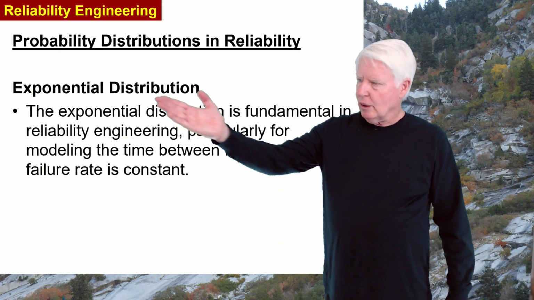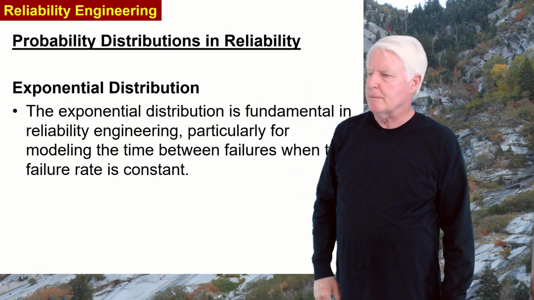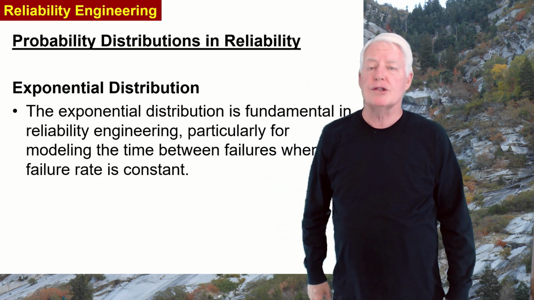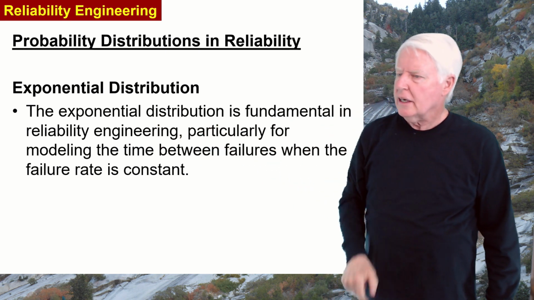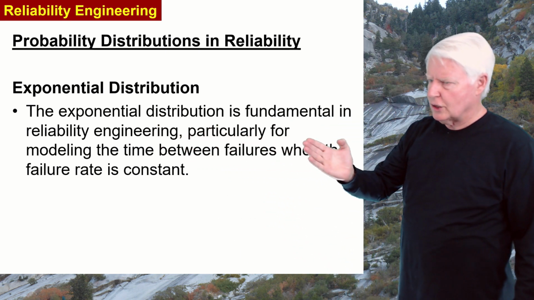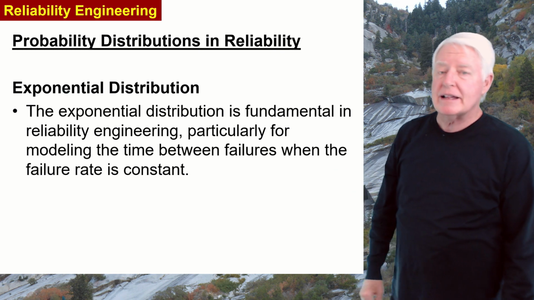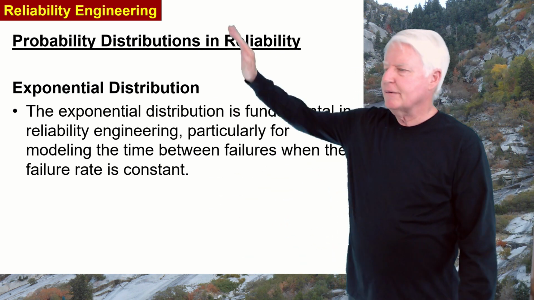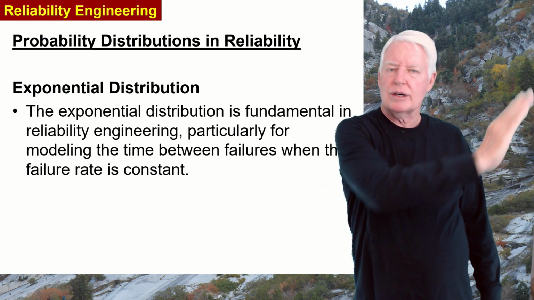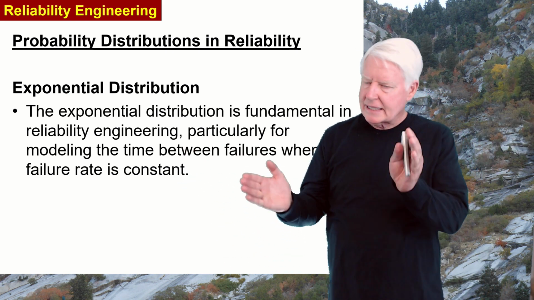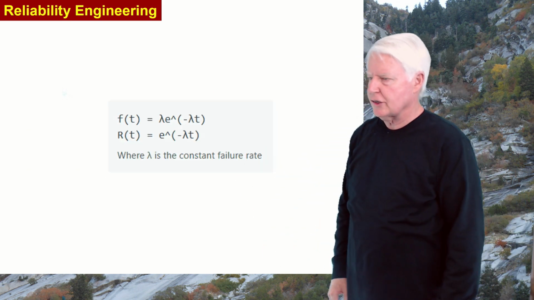The first thing you need to know is the exponential distribution. So this is probability distributions in reliability. This is one. It's a pretty user-friendly one. It's not difficult to use at all. The exponential distribution is fundamental in reliability engineering, particularly for modeling the time between failures when the failure rate is constant. So you have decreasing failure rate over time, constant failure rate, and increasing failure rate over time. This is in that constant failure rate portion where you use the exponential distribution.